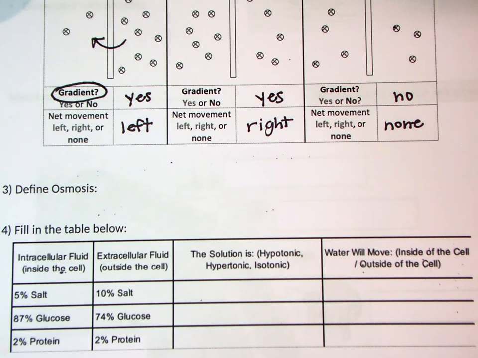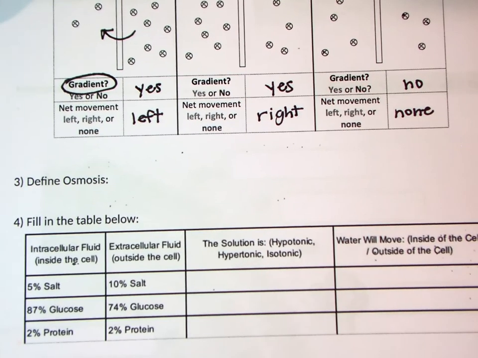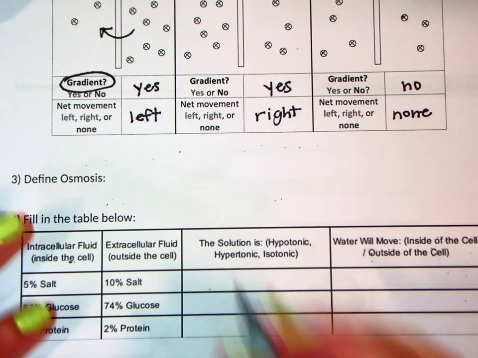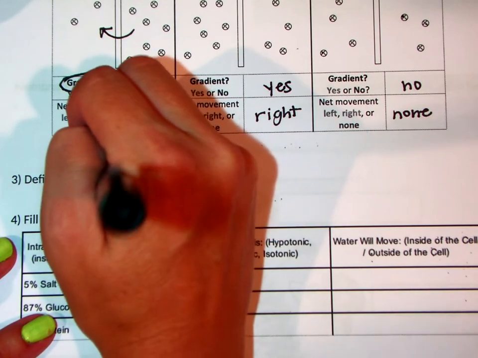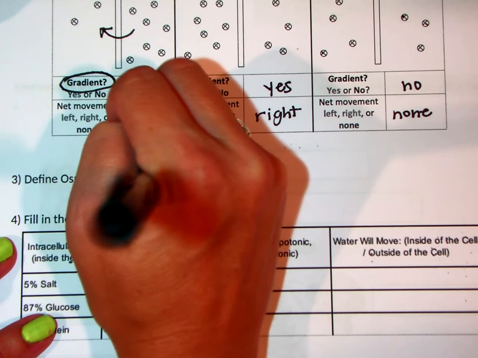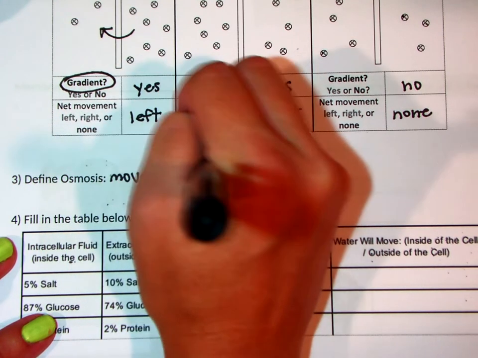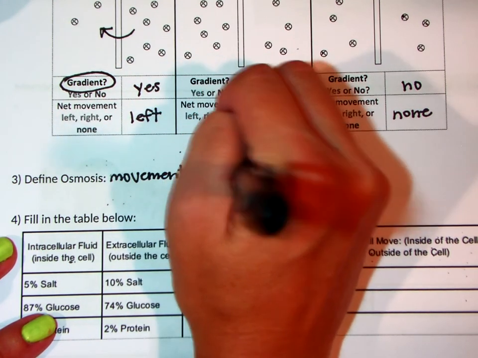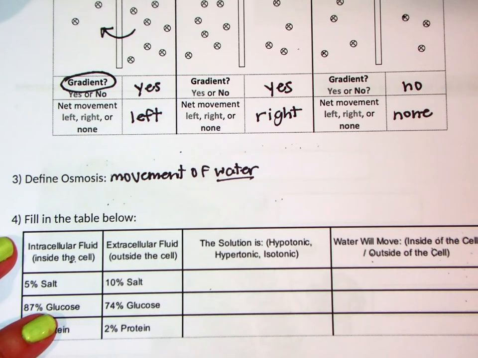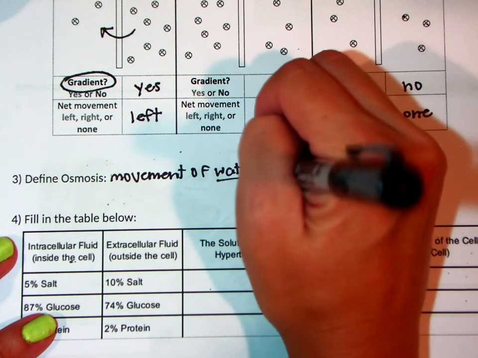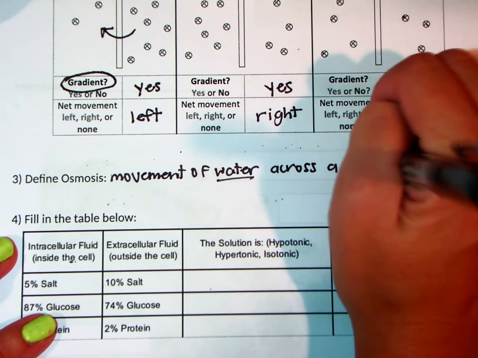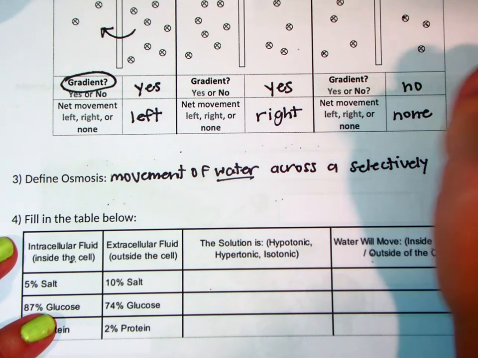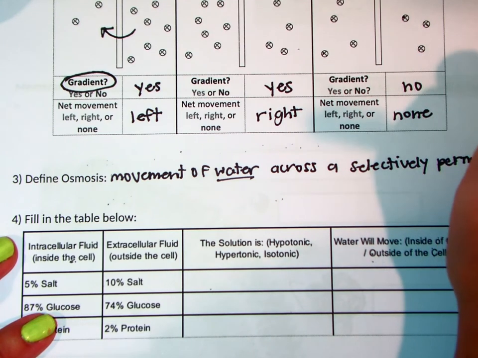Okay, so now on to osmosis. The definition is the movement of water, specifically water, that's a key part of the definition, across a selectively permeable membrane.